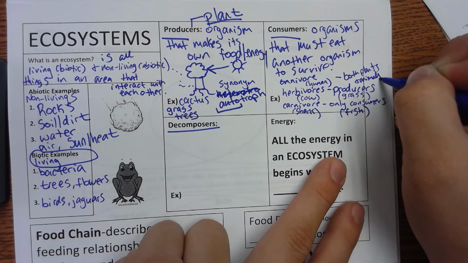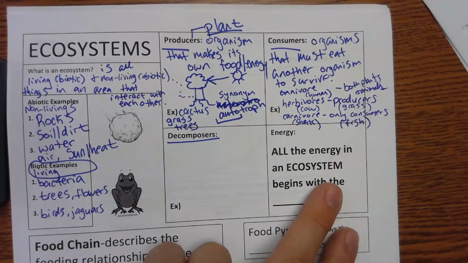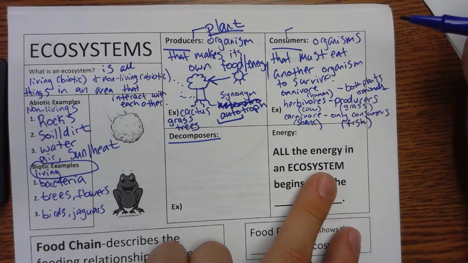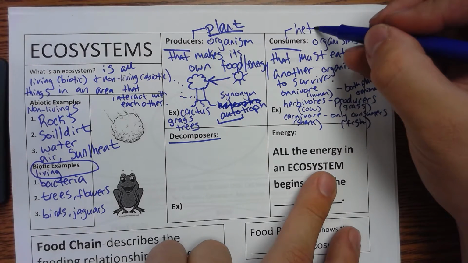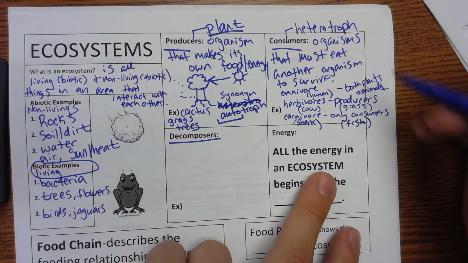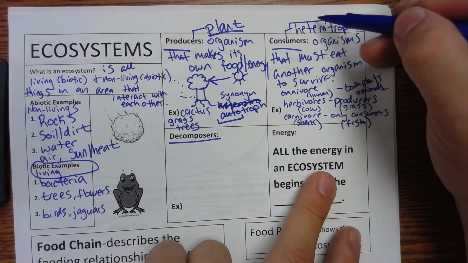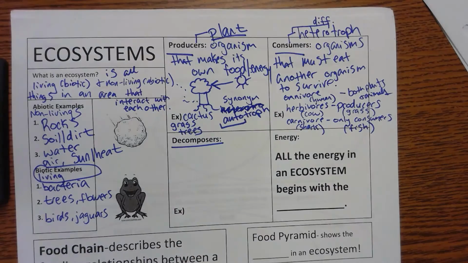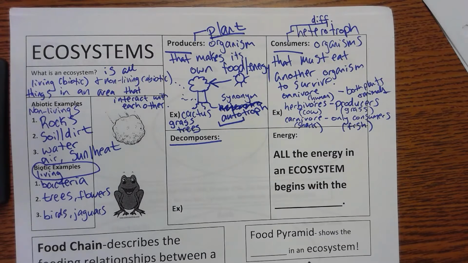Another word for consumer that you might see is heterotroph. Hetero means different, so I have to eat different things. Autotroph, I eat one thing by myself. I have to make my own food.